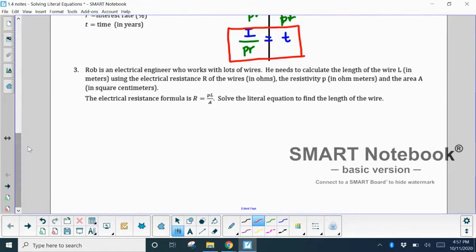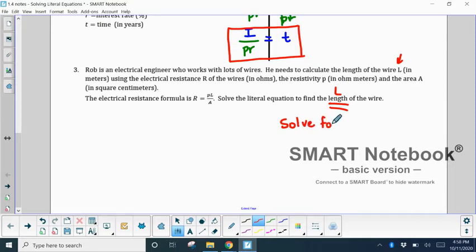Okay, so same thing here for number 3. It says Rob is an electrical engineer who works with a lot of wires. He needs to calculate the length of a wire using the resistance and the resistivity and the area of the wire. So like all this information that I know nothing about, but the electrical resistance formula is R equals P times L all divided by A. Okay, so basically it just says solve the literal equation to find the length of the wire. So the length of the wire, that was the L in the formula. So we're going to solve for L.